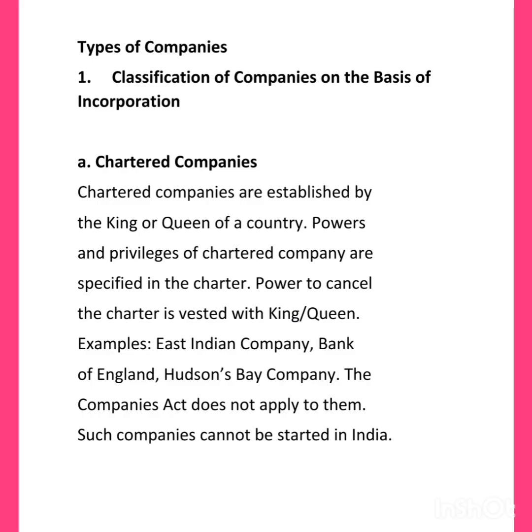First we'll move on with classification of companies on the basis of incorporation. So on incorporation, first chartered companies. Chartered companies are established by the king or queen of the country. So the king or queen will give the charter to start the company. The powers and privileges of chartered company are specified in the charter alone. So power to cancel the charter is vested with the king or queen. Examples: East India Company, Bank of England, Hudson's Bay Company. The Companies Act does not apply to them. Such companies cannot be started in India.